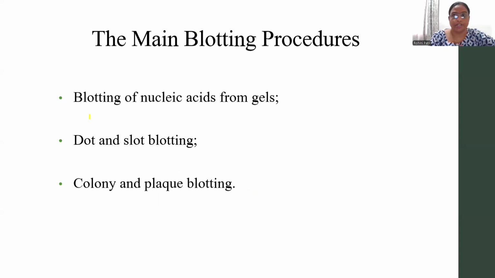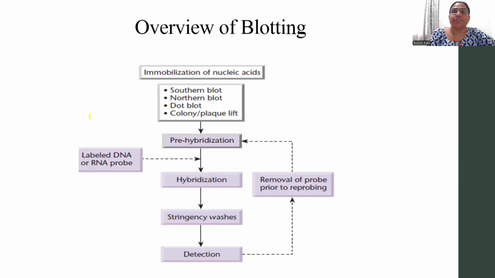Now, the blotting techniques are of three types. These are the blotting of nucleic acids from the gels, consisting of the northern blot and the southern blot. Then there is the dot and slot blotting, and then the colony and plaque blotting.